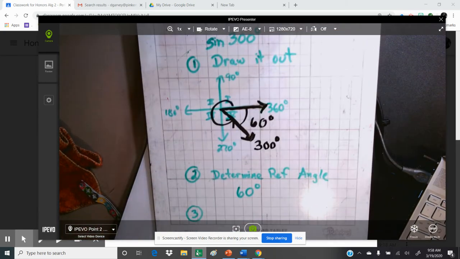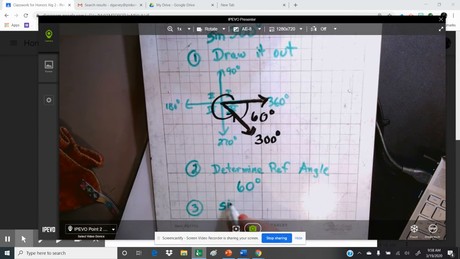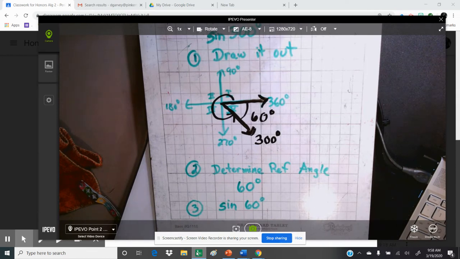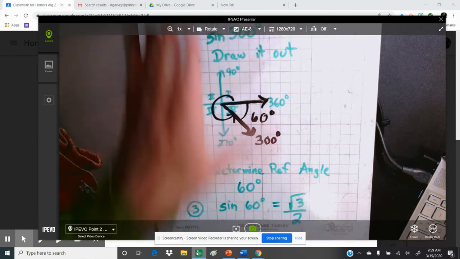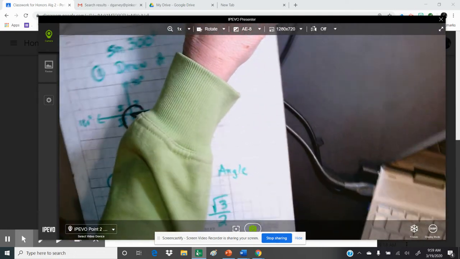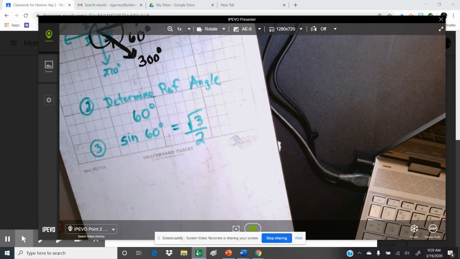Now, the next thing you're going to do is determine what the sine of 60 degrees is. Because if you remember when we did our unit circle, our sine and cosine were all the same values in the different quadrants. The only thing that was different was the sign, whether it was positive or negative. So now I know that the sine of 300 degrees is going to have the same value as the sine of 60 degrees. This is where those values come into your head. The sine of 60 degrees is the square root of 3 over 2. So this is why you want to have those memorized.